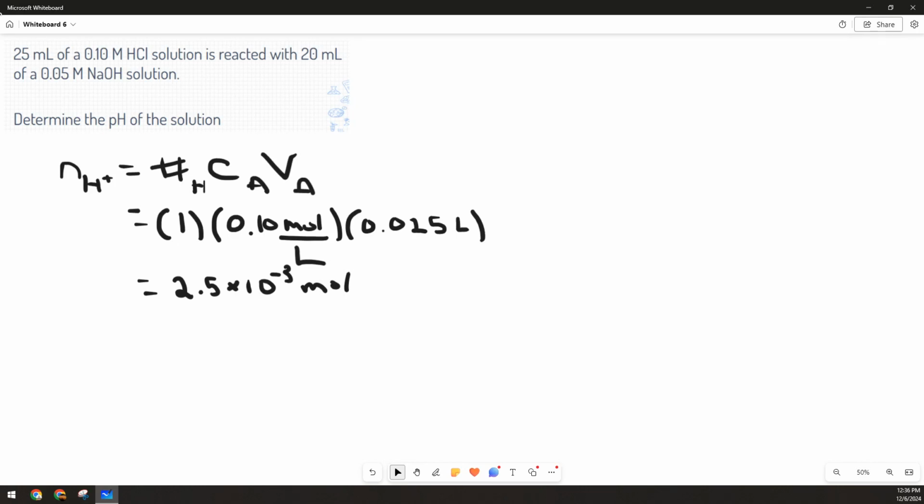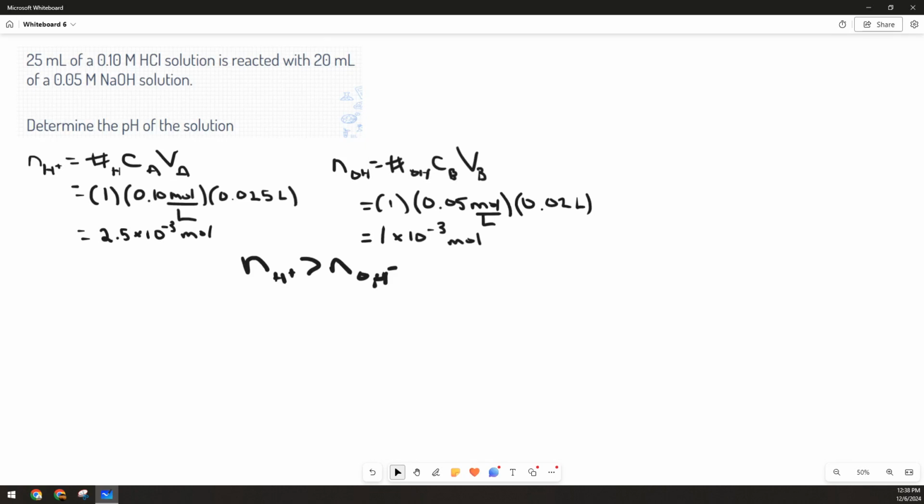Let's do the same thing for the moles of hydroxide using the concentration, volume, and formula of the base. We will have an acidic solution, we just need to find the pH. Our next step is to determine how much hydrogen ions are left over.